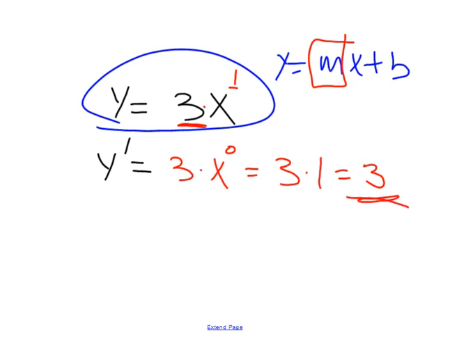Say this 5 times in your head. The derivative is the slope. The derivative is the slope. The derivative is the slope. What's the derivative? Nice job. That's called learning.